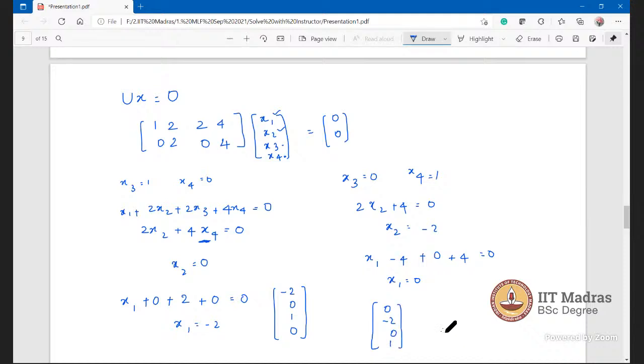So therefore the null space of C is not a 0 vector. It is the span of these two vectors: the first vector minus 2, 0, 1, 0, and 0, minus 2, 0 and 1. So I hope you are clear.